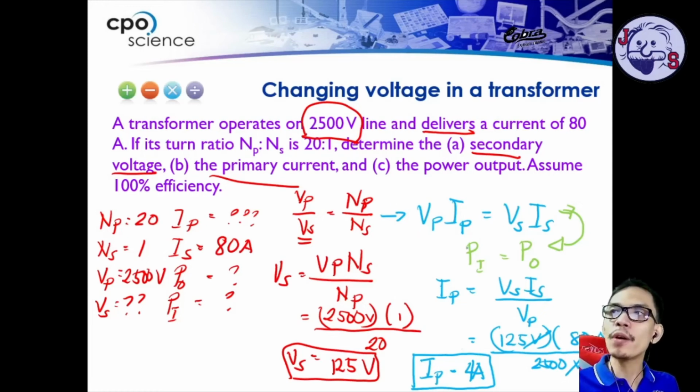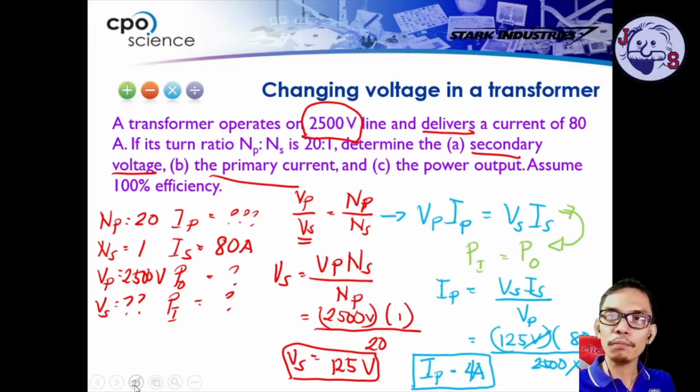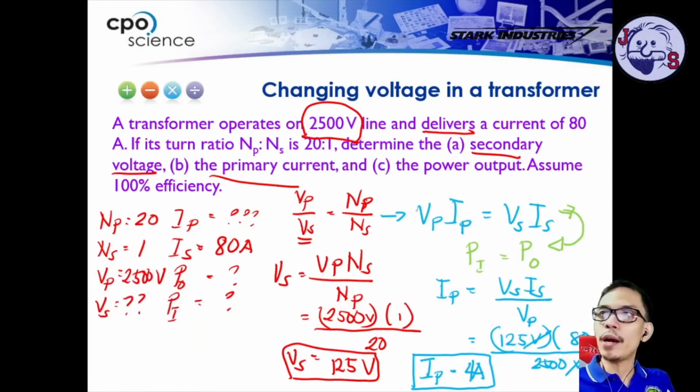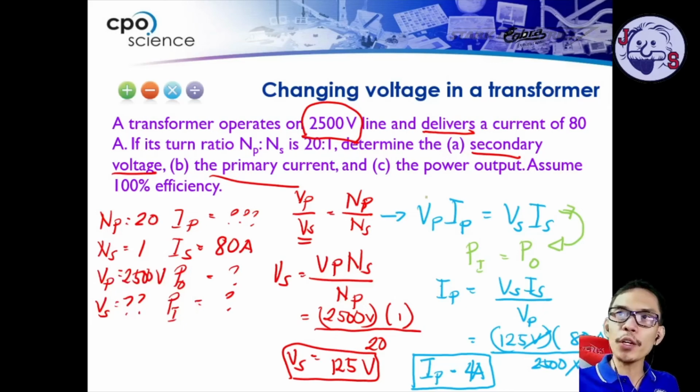So we have now the complete set to compute for the power input and power output. Okay, now the value of your primary voltage is 2,500 multiplied by 4 amperes.